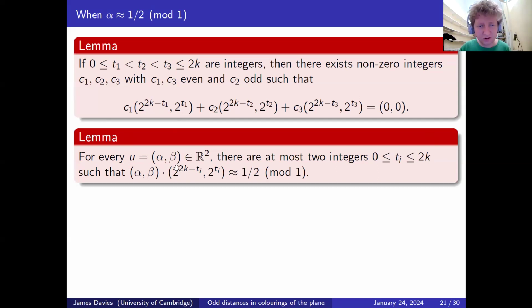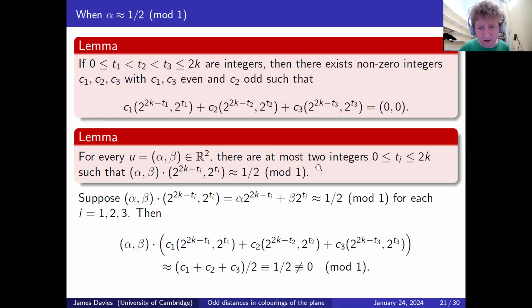And why is this good? Well, if we have some u in R squared, then we can show that there are at most 2 integers t between 0 and 2k so that the inner product of our u and our coordinate (2 to the power 2k minus t, 2 to the t) is about a half mod 1. And again, this half mod 1 is what a bad case is. So this will show that a bad case would happen at most twice.